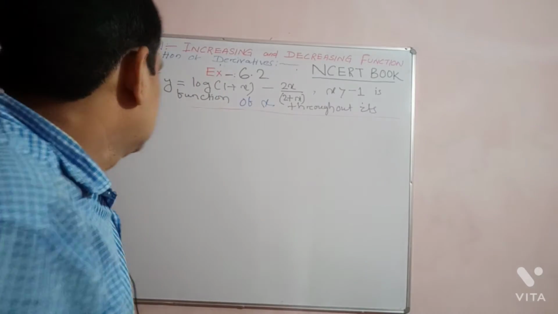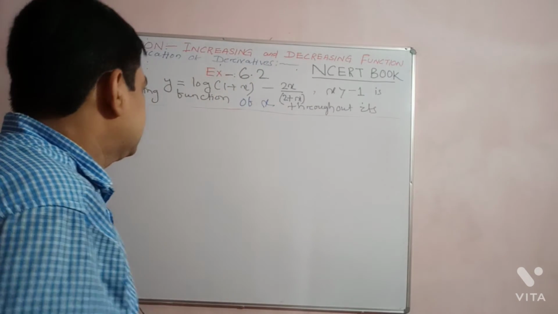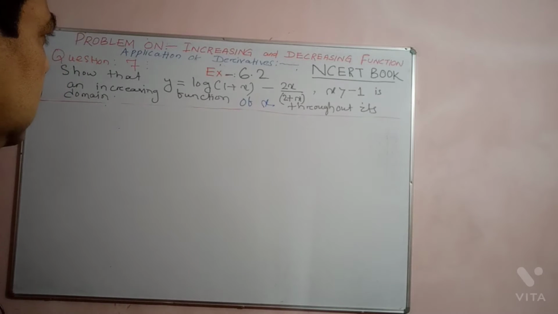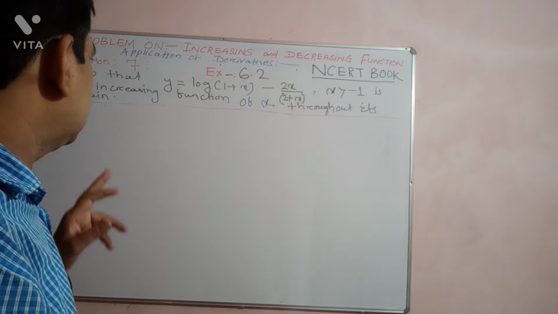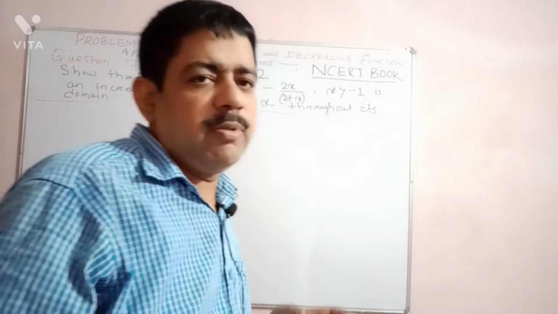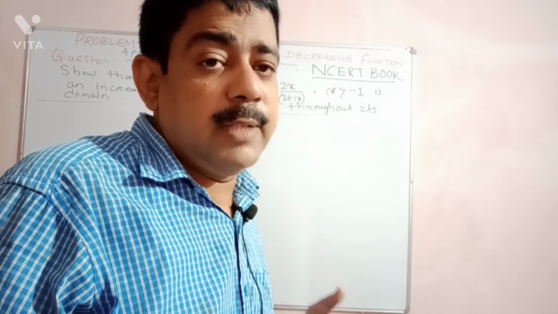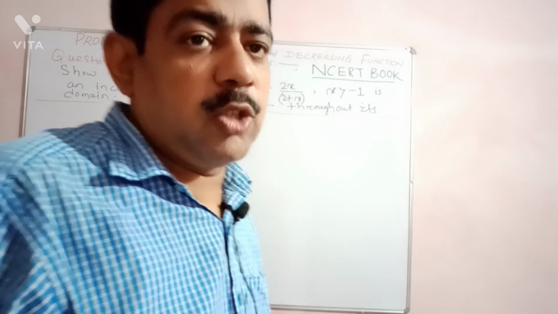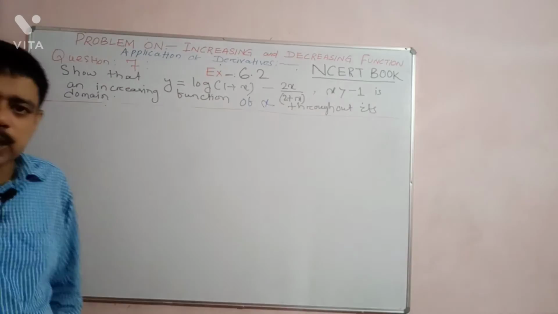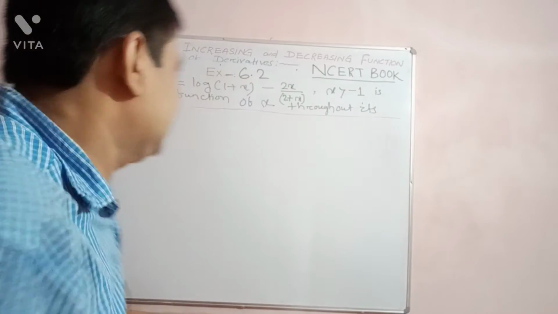The question is given that y is equal to log of 1 plus x minus 2x divided by 2 plus x, and x is greater than minus 1, is an increasing function of x throughout its domain. It means we have to prove that the function is an increasing function when x is greater than minus 1, throughout its domain.